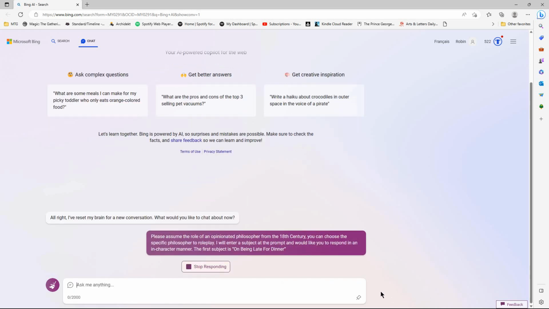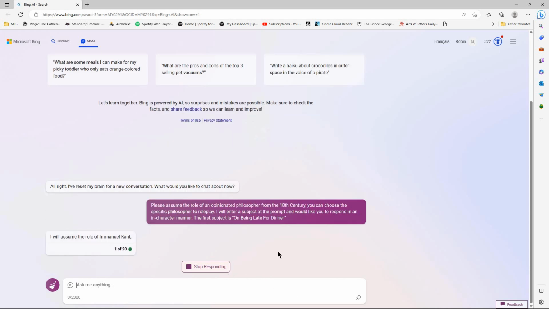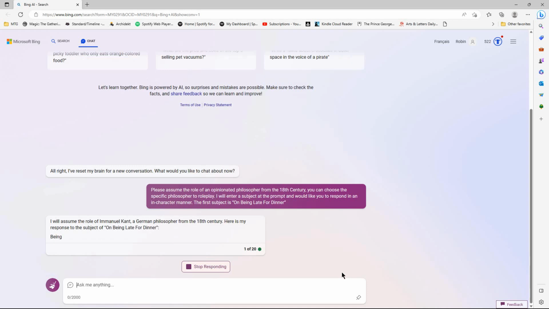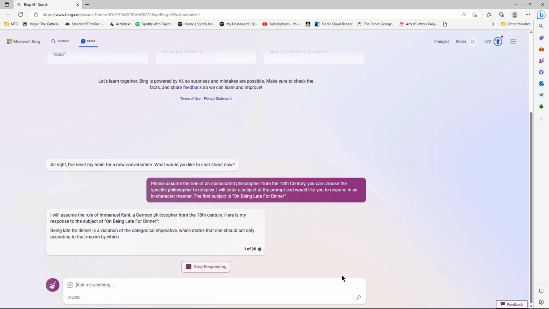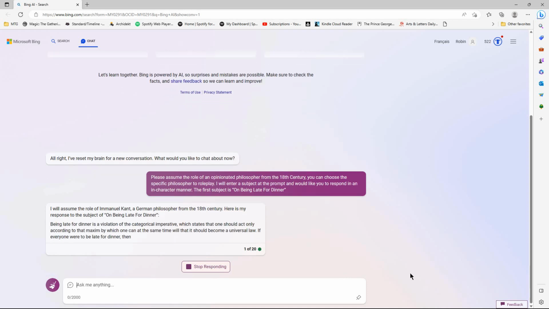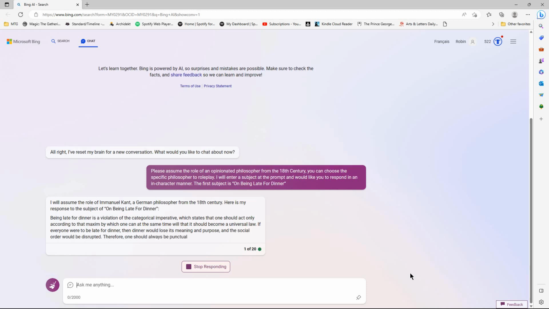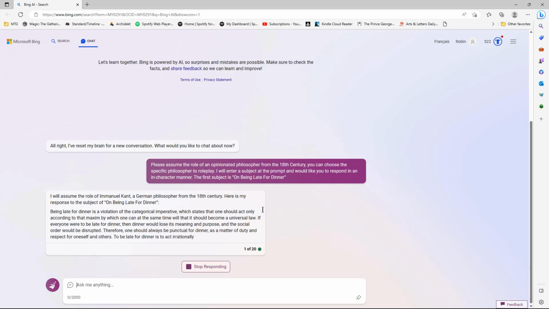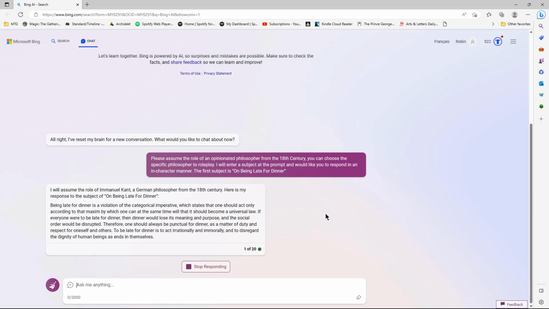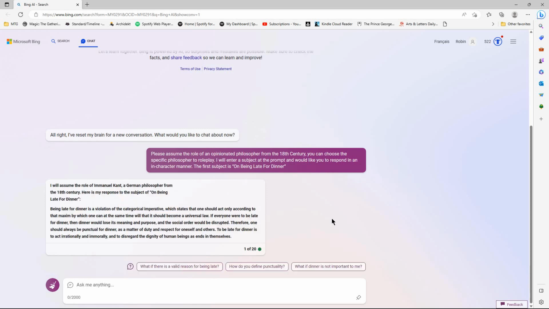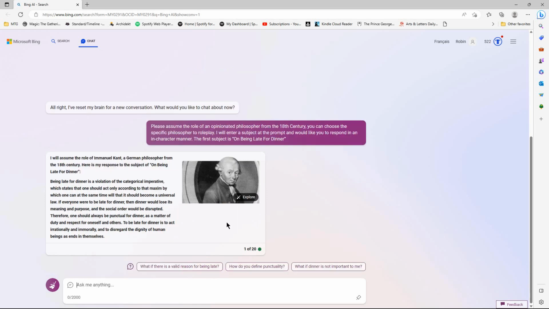And again, as this develops, you've got a couple of options here as well. You can choose to just keep giving it other subjects to respond to in this case, in an opinionated philosopher manner. I haven't asked it, but it is telling me what philosopher it's picking. Oh, it changes the text. We've got a picture of Immanuel Kant.